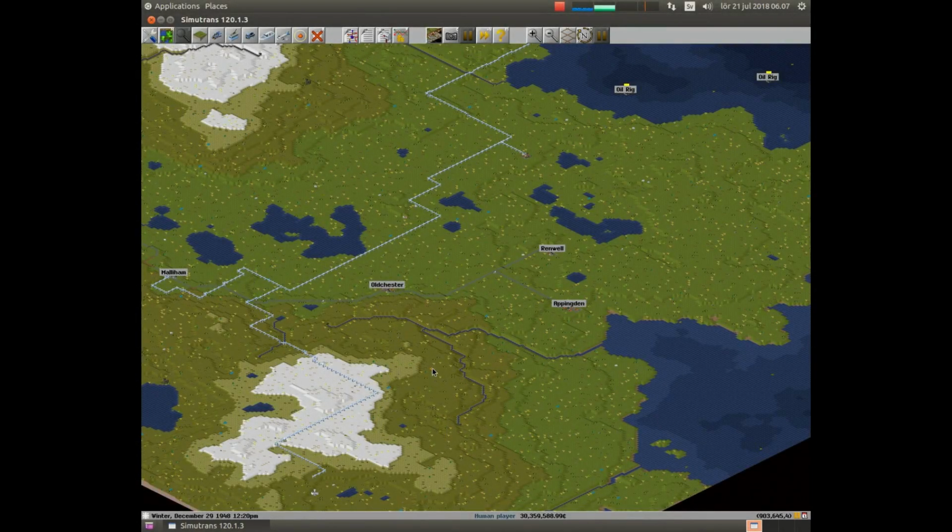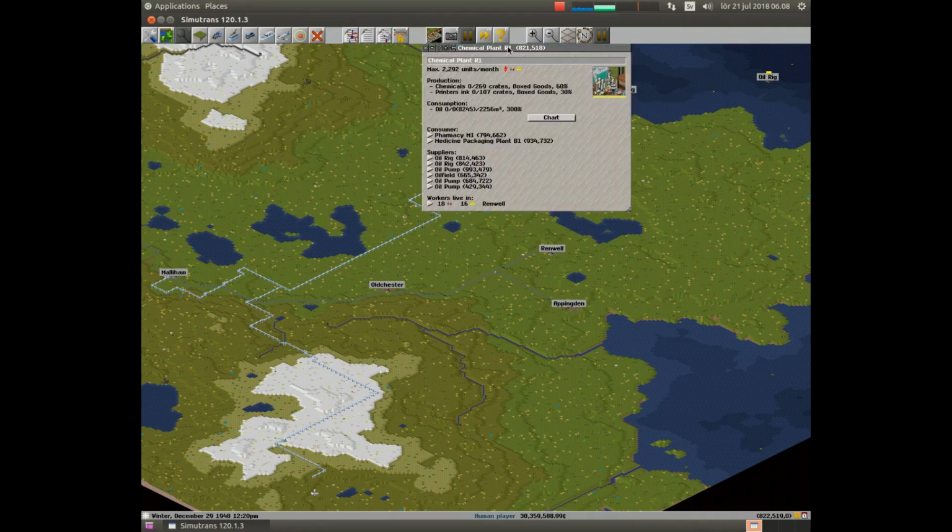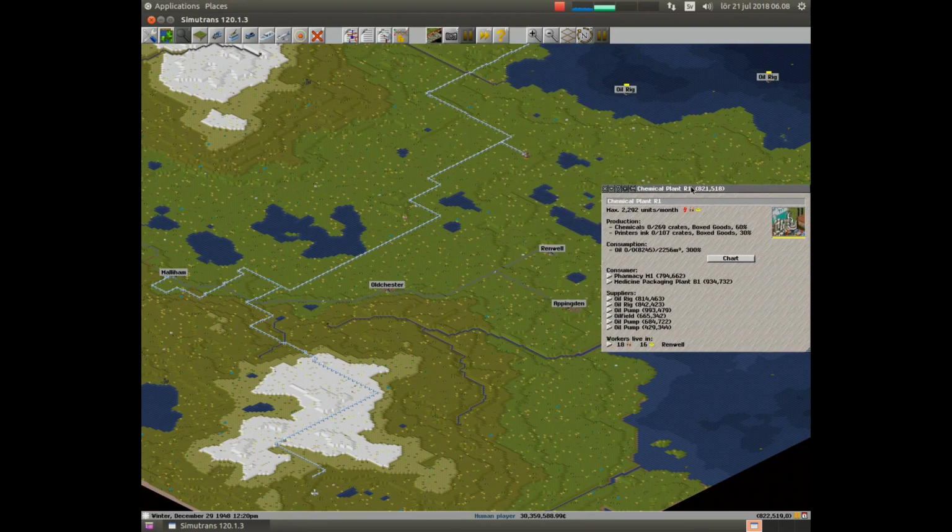I have now zoomed out so we can see a little more of the country. And if we start to take a look, here is the chemical industry. To supply this chemical industry, we need around 1,700 cubic meters of oil each month. That is quite a big quantity. So we need a rich source and we need a railway to supply that industry. But which source of oil should we use?